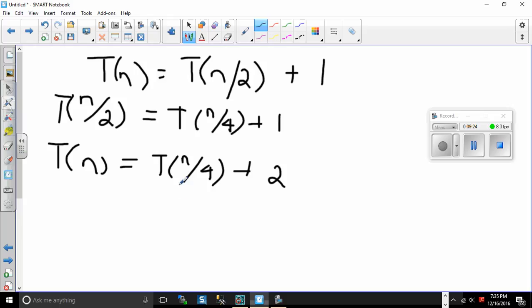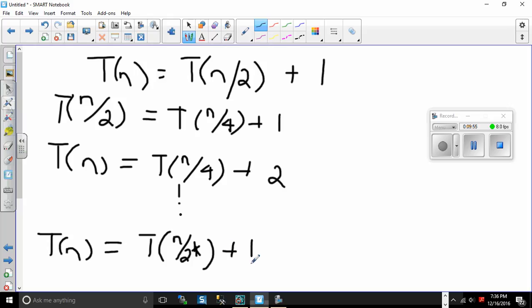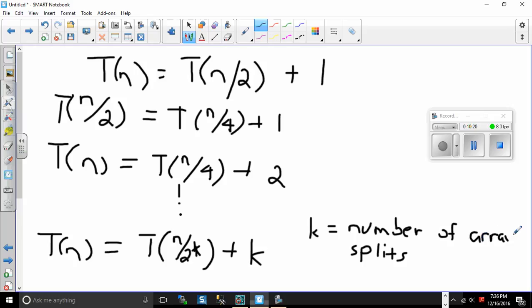We just keep repeating this process until finally T(n) is equal to T(n/2^k) plus k, where k is equal to the number of splits, the number of array splits in the previous illustration, where you're basically splitting the array into two equal halves.